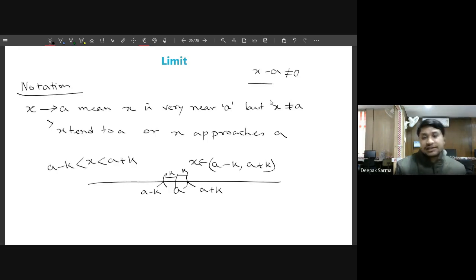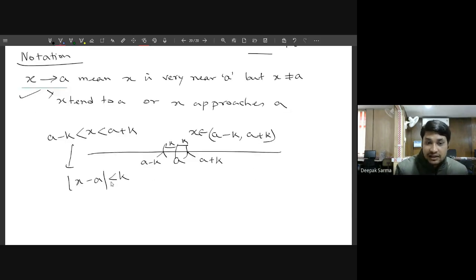Got it? So if I don't mention k, you must assume that x tends to a means x is very close to a. That means, however small a k or number you choose, we can have x within that distance. So you can write mod of x minus a, that is the difference of x and a. Why am I using mod? Because the difference can be negative. The difference is less than k, because k is a positive number. I have chosen k to be a positive number. So the difference of x and a is less than k in absolute value. x is very close to a, but x cannot be equal to a. It is around a.